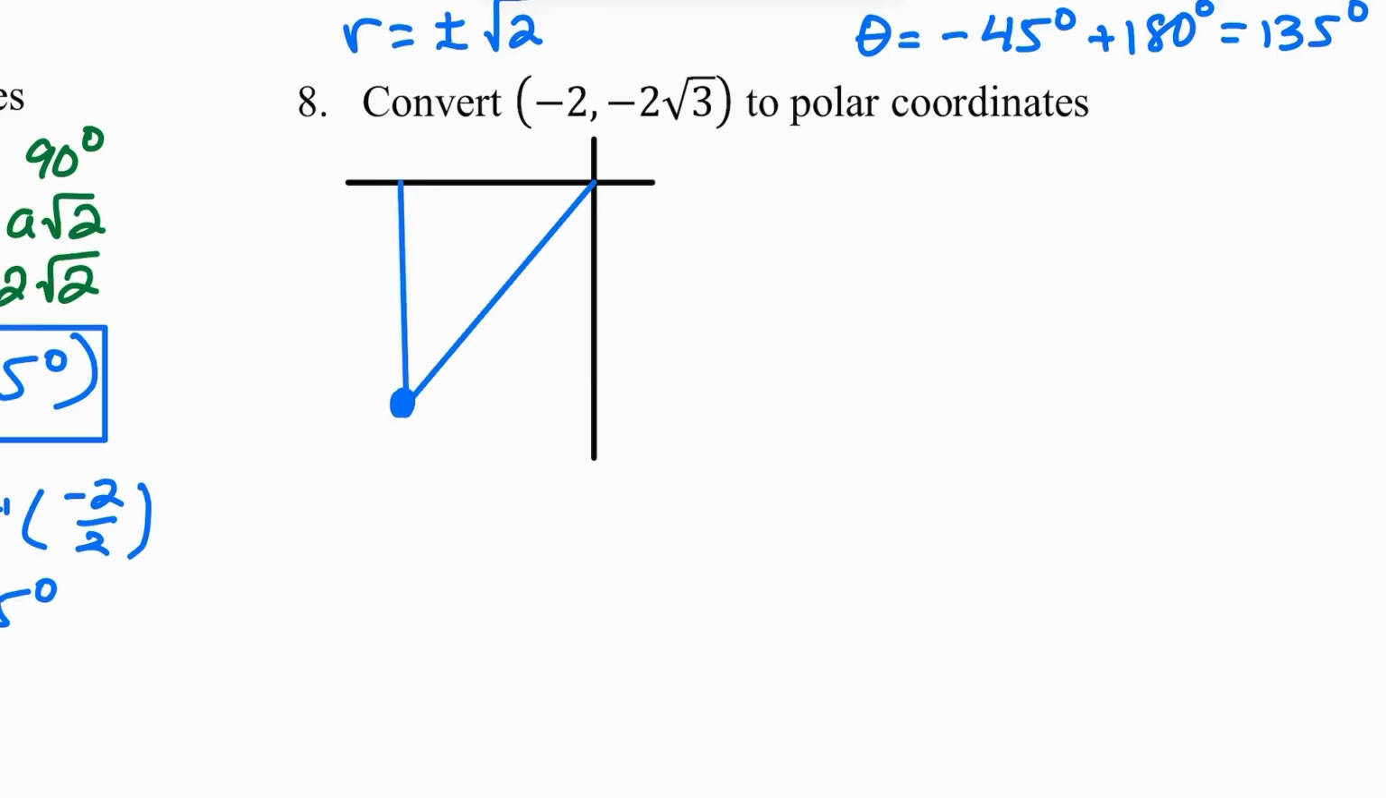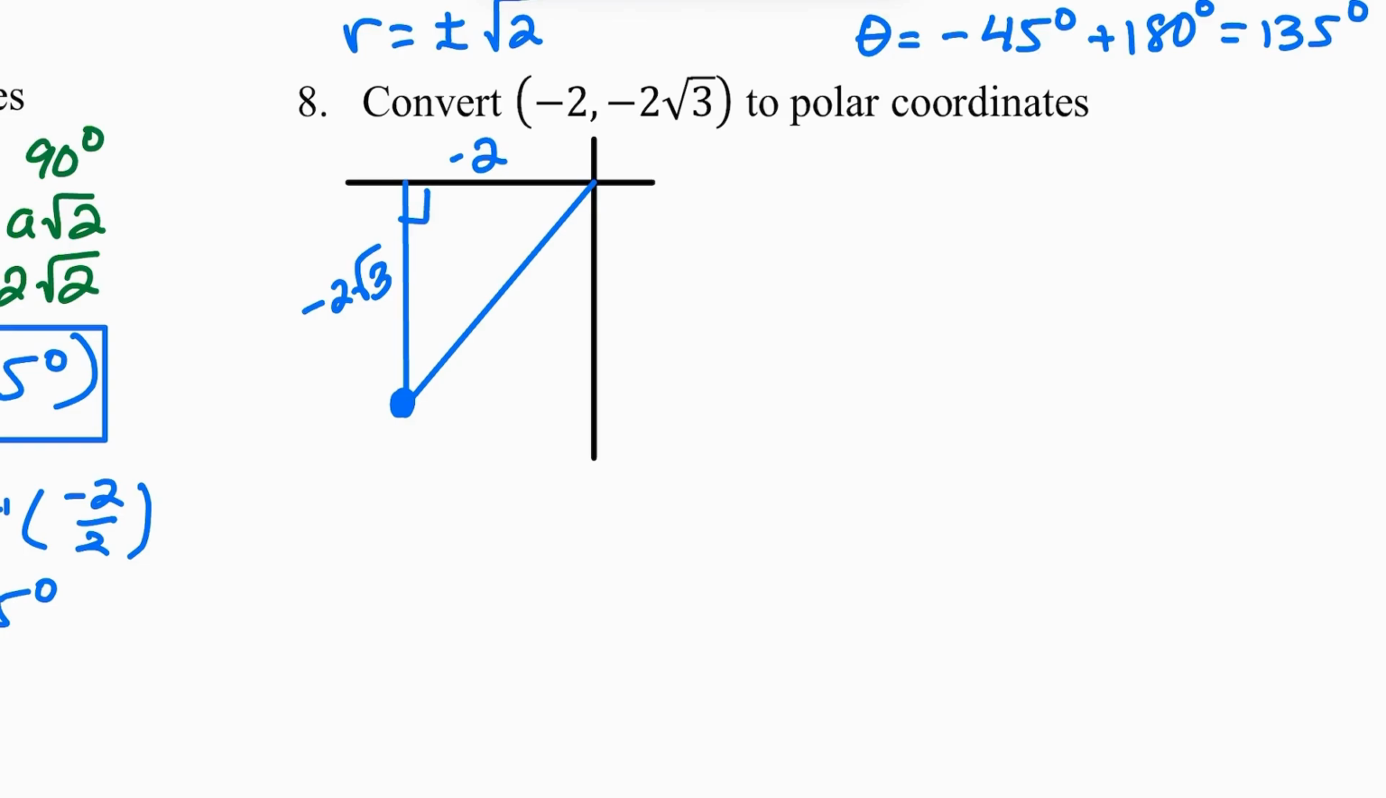Trying to make sure that that's perpendicular. Almost had it. Oh, that's close enough. All right, so the x is going to be negative 2, and then the y is negative 2 root 3. Notice that those aren't the same.